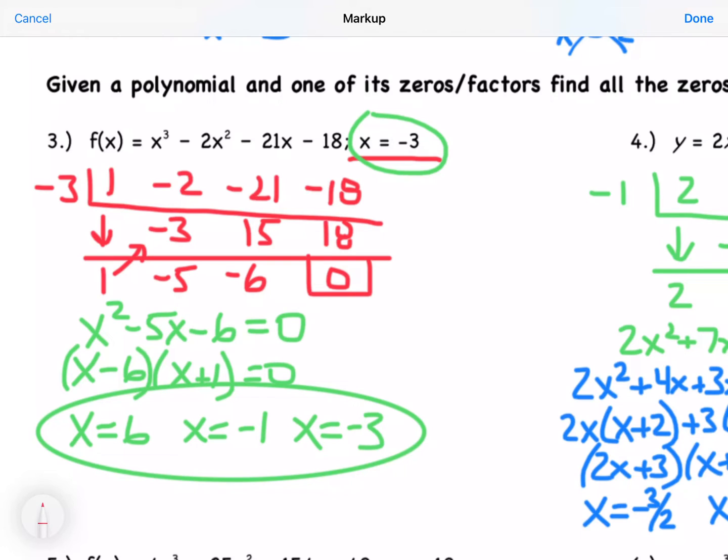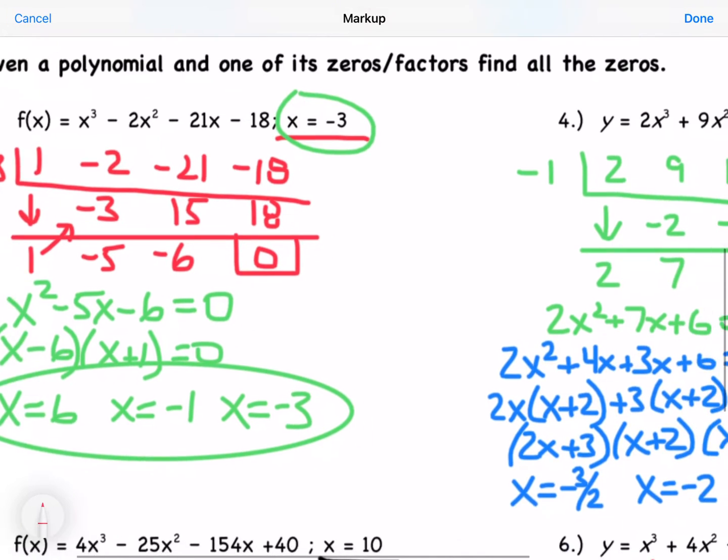So just like we did before, we factored out a times c is negative 6. The two numbers that multiply to negative 6 and add up to negative 5 are negative 6 and 1. And so those are my 2 factors. And the extra step we have to make is set each of those equal to 0. So when x minus 6 equals 0, x equals 6. When x plus 1 equals 0, x is negative 1. And then I also have to include what was given to me, x equals negative 3. So I had 3 total solutions on that one.